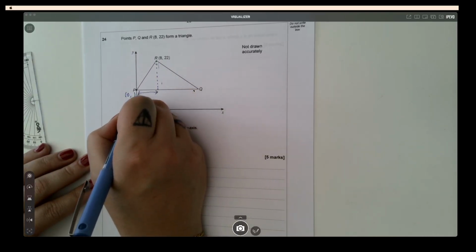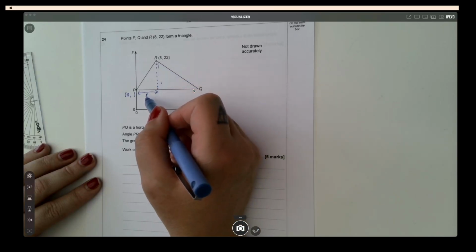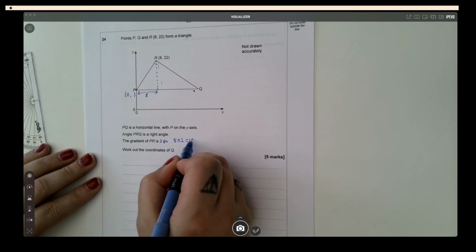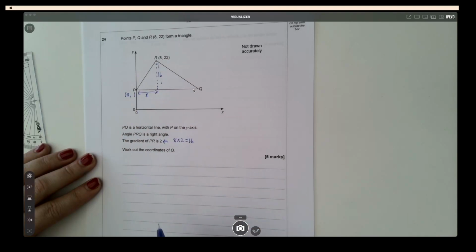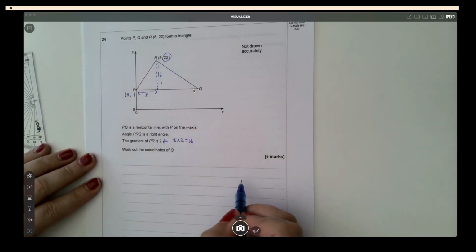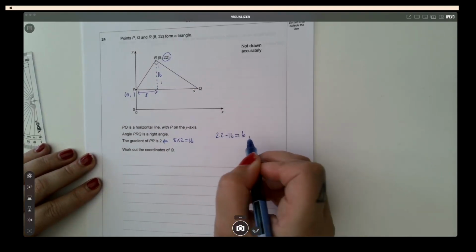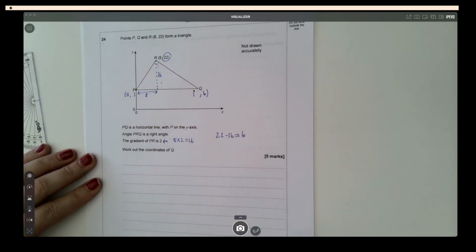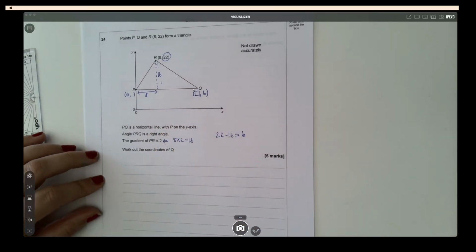So actually this distance is 8. So we will have done something divided by 8 to get this gradient of 2. So 8 times 2 is 16. So that tells me that that distance there is 16. If this distance here is 16 and the y coordinate there is 22, 22 subtract 16 is 6. So it means that Q has a y coordinate of 6. So now it's simply a case of trying to find the x coordinate.